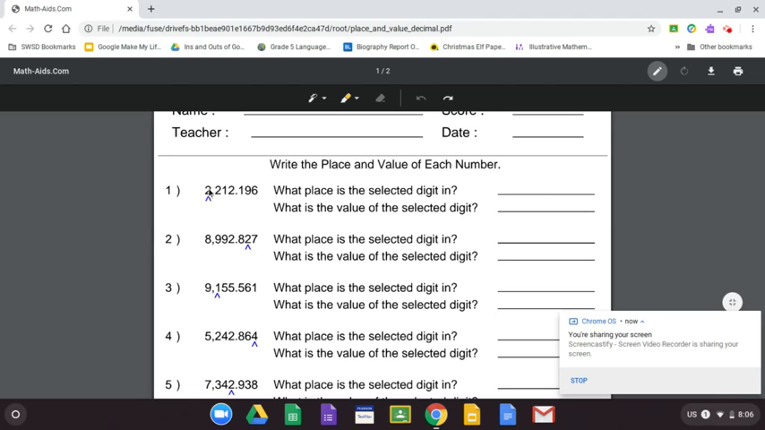So for this first one, it's this 2 here. The decimal point is here. So you're 1, 2, 3, 4 spots over from the decimal, right after a comma. So that would be in your thousands place. So here you'd write 1,000.